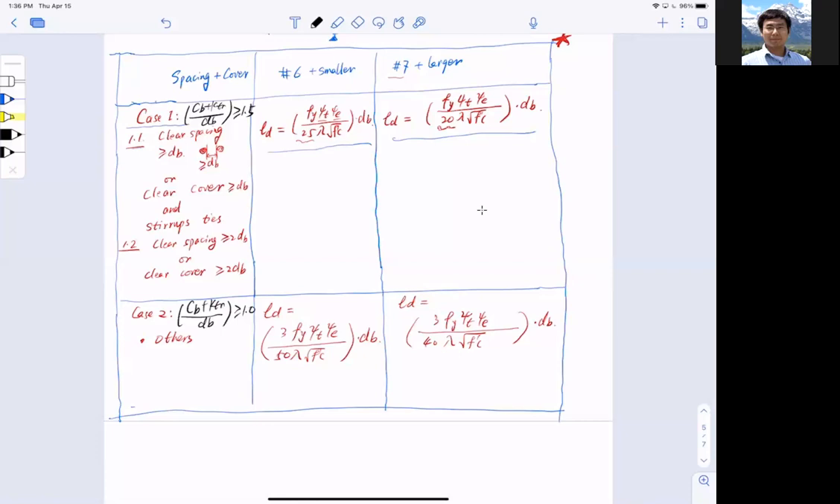Now, if you are a nerd, just like me, you say, you know what? I like to do both. I love reinforced concrete so much, I want to do both. So I'll end up with a conservative result from the basic approach.